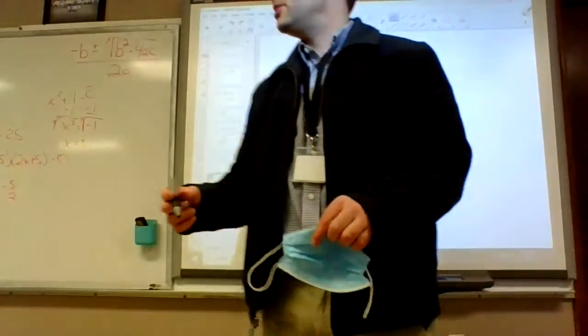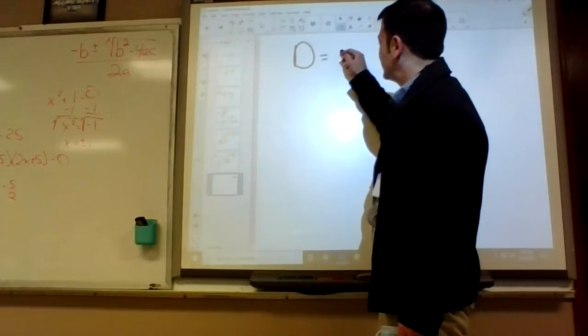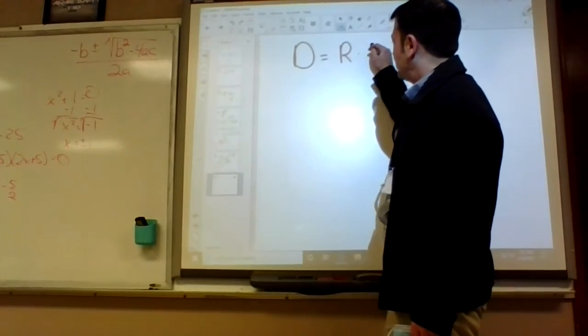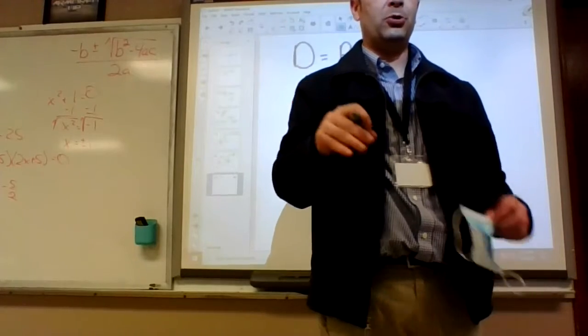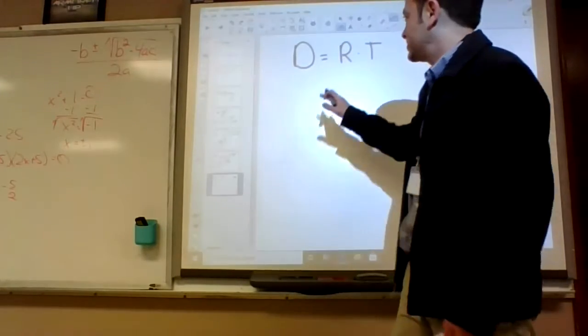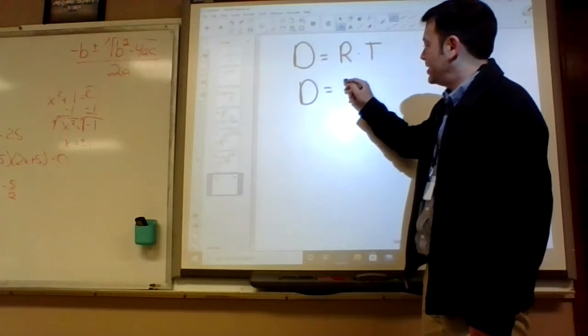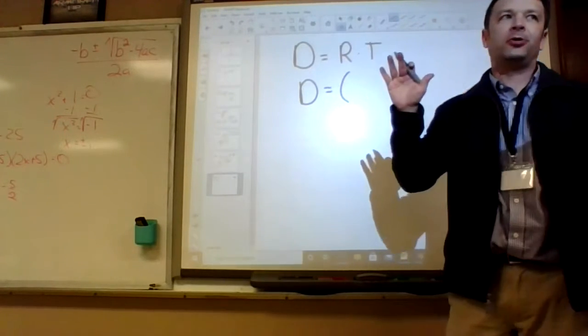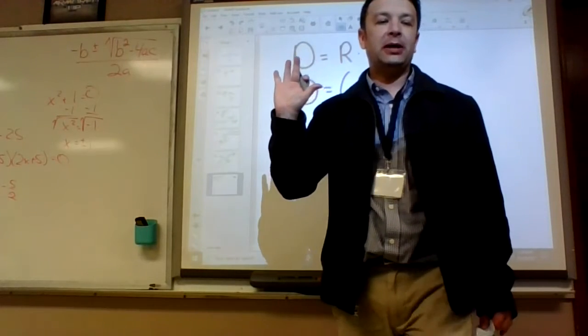Okay. So what's the distance formula? Distance equals rate times time. On these problems though, all of them have a wind or water current. So instead of using this, it's going to change a little bit. The normal rate is going to be affected by the wind or the water.